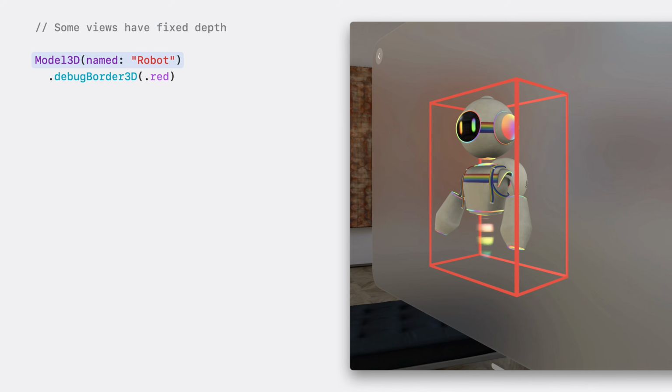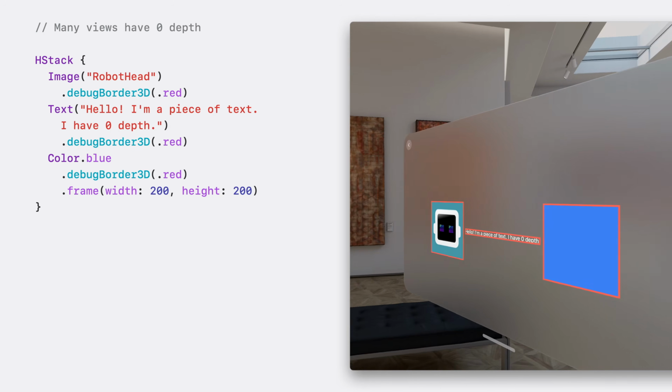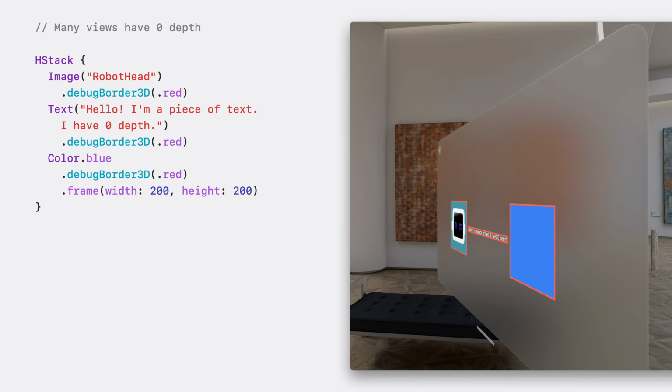The debug border 3D shows that model 3D behaves similar to an image, but in 3 dimensions instead of 2, taking up a fixed width, height, and depth. While all views are 3D, some have 0 depth. Many of the views you use to build planar experiences, like image, color, and text, occupy 0 depth, meaning they behave just like they do on iOS.